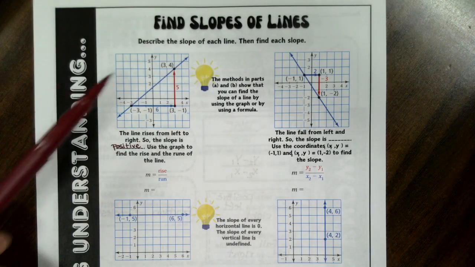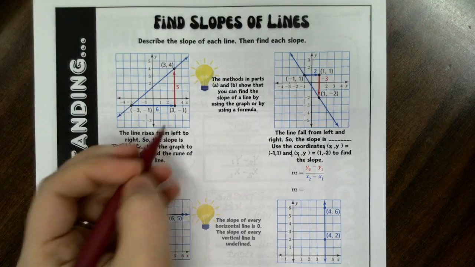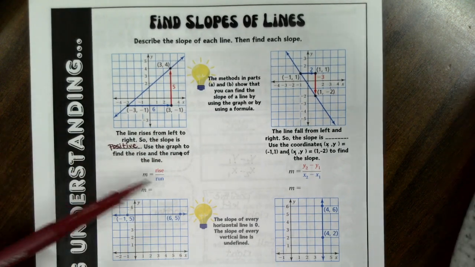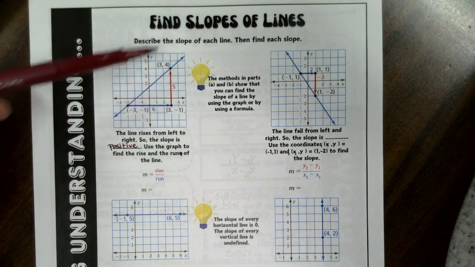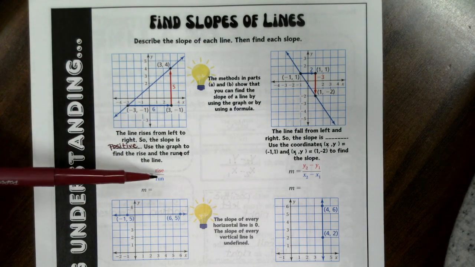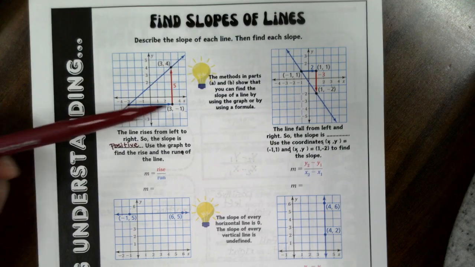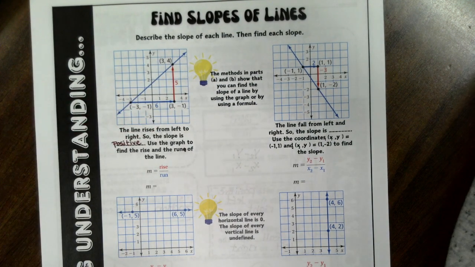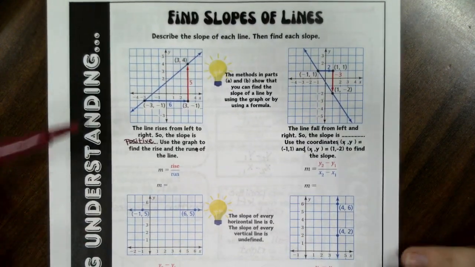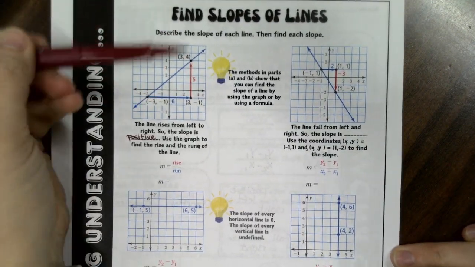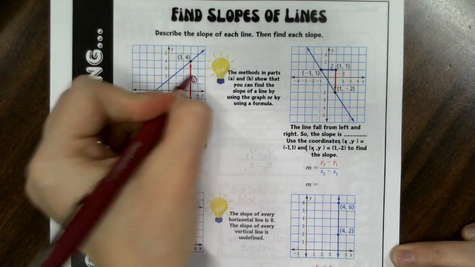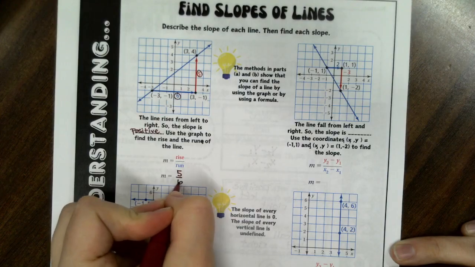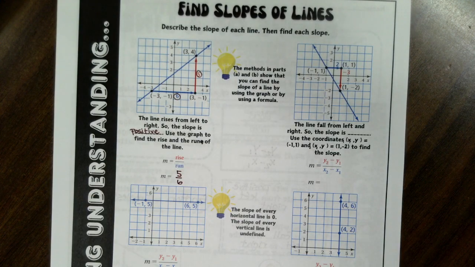You're going to use the graph to find the rise and the run of the line. So remember, rise is when it goes up or down, run is across. And in this case, we see it has different colors. So your rise is red, your run is blue. And so we're going to go over here and find our rise, which is 5, and our run, which is 6. So 5 over 6. And that's our slope.